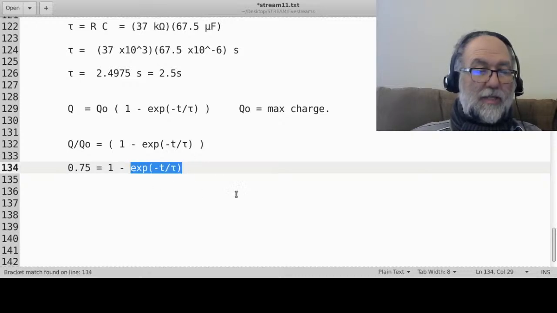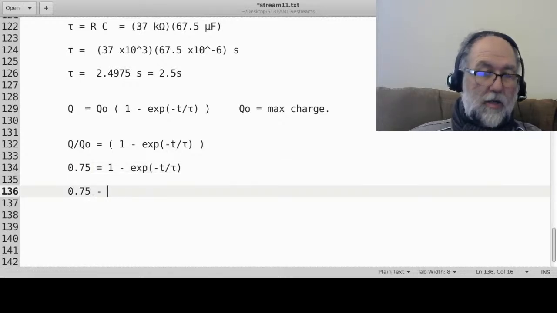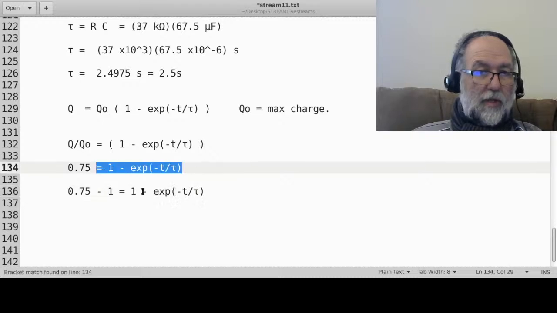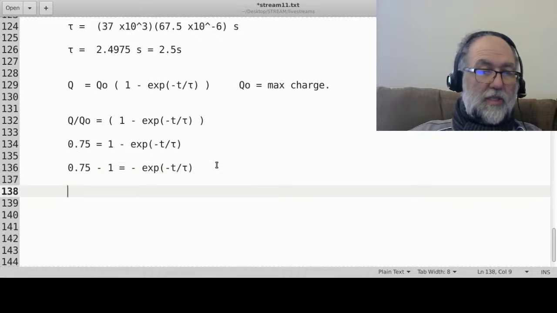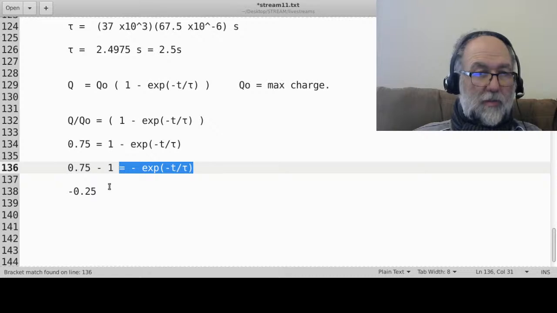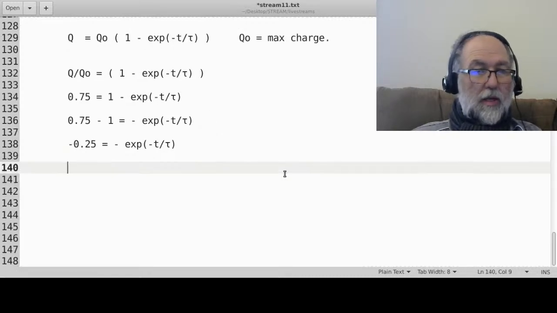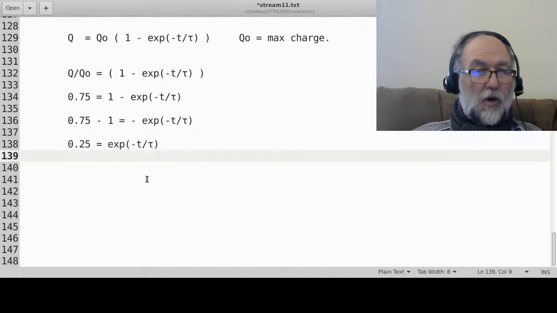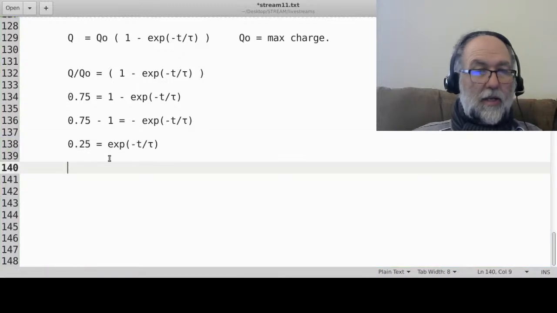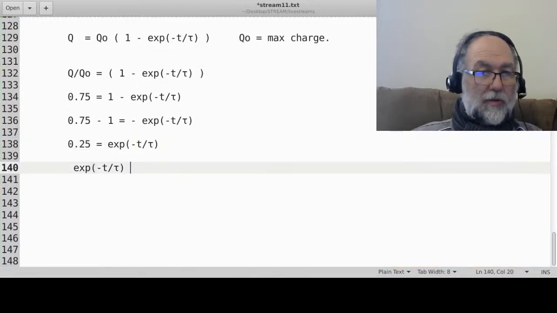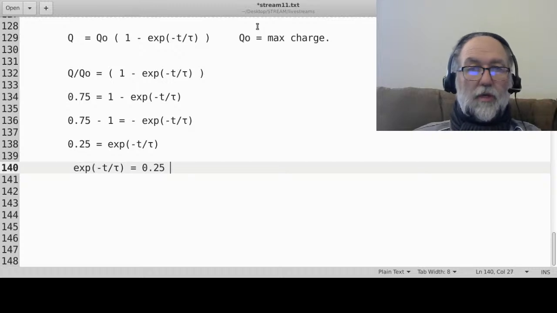So the first thing is, let's isolate the exponential. We can do that by just subtracting 1 from both sides. If I subtract 1 from that side, I get that. 0.75 minus 1 is going to be negative 0.25, and that's going to equal negative the exponential like that. Of course, there's a negative on both sides, so let's just get rid of that. Now we get to this point where we have the exponential isolated. Let me just write it the other way around. I just turn the equation around.